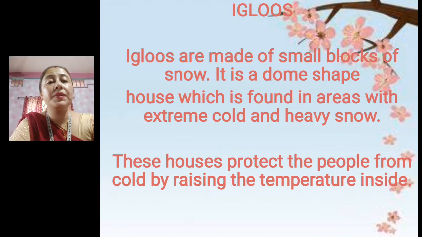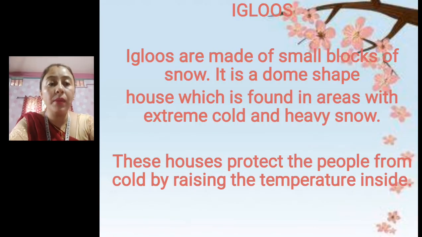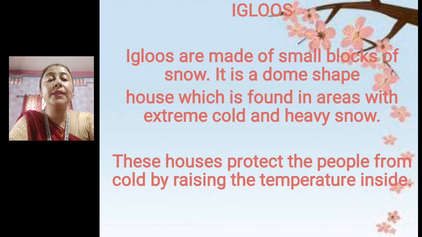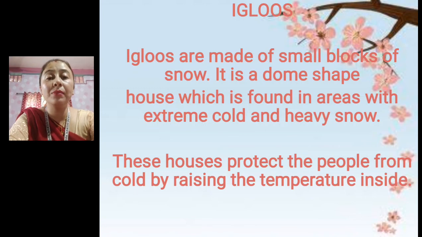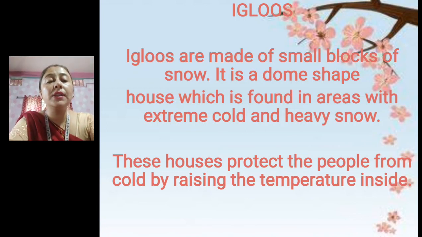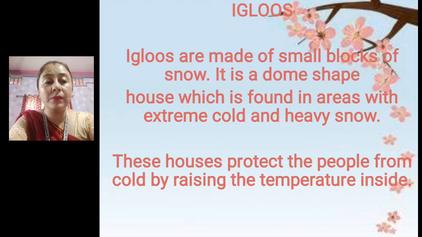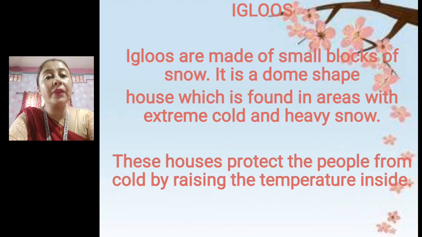So the last type of houses are igloos, children. Igloos are made up of small blocks of snow. It is a dome-shaped house which is found in areas with extreme cold and heavy snow. These houses protect people from the cold by raising the temperature inside. These houses are dome-shaped and very small, so they help people from the cold by raising the temperature inside.